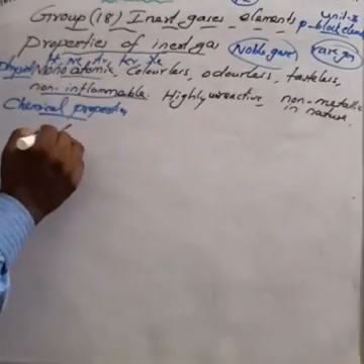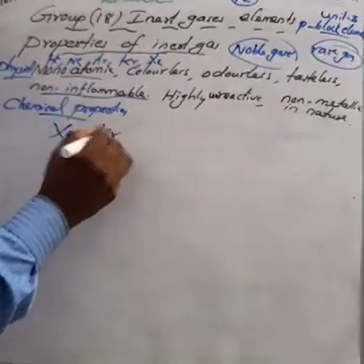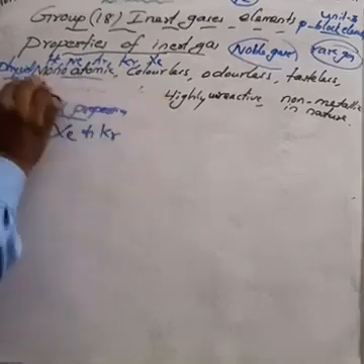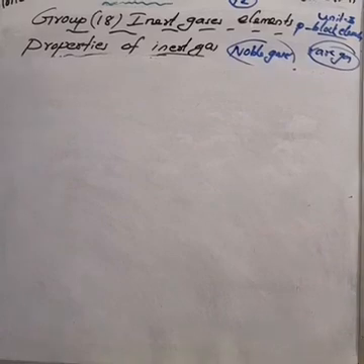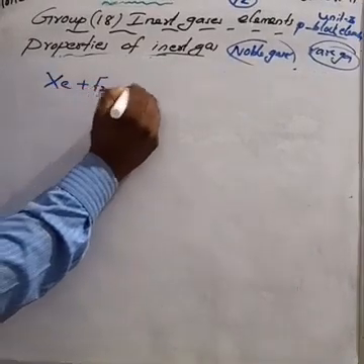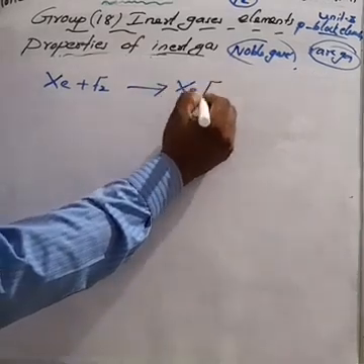Only xenon and krypton show some chemical reactivity. That means, out of neon, argon, krypton, xenon and radon, only xenon and krypton show some chemical reactivity. That is xenon fluoride. We can prepare xenon fluoride by the reaction of xenon with fluorine. We get xenon fluoride under different conditions.